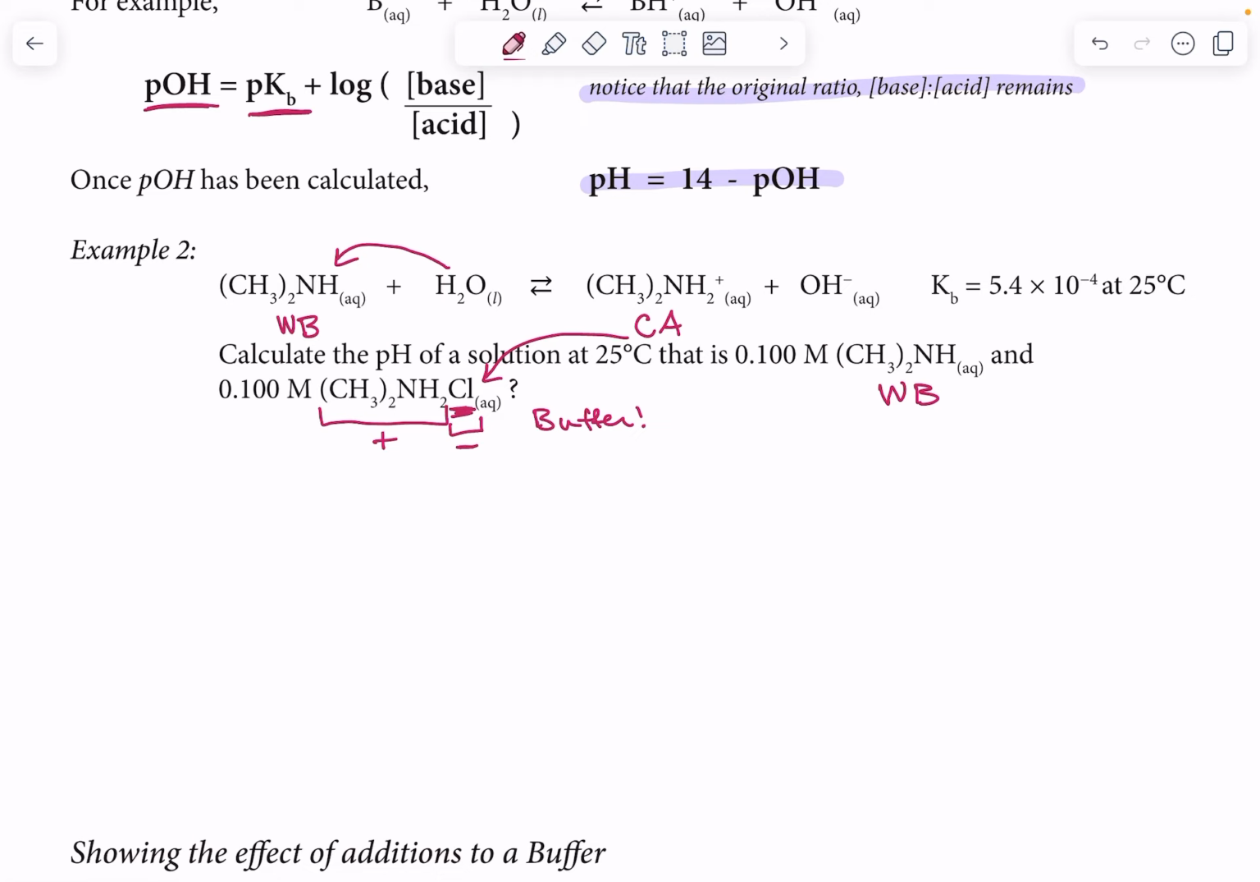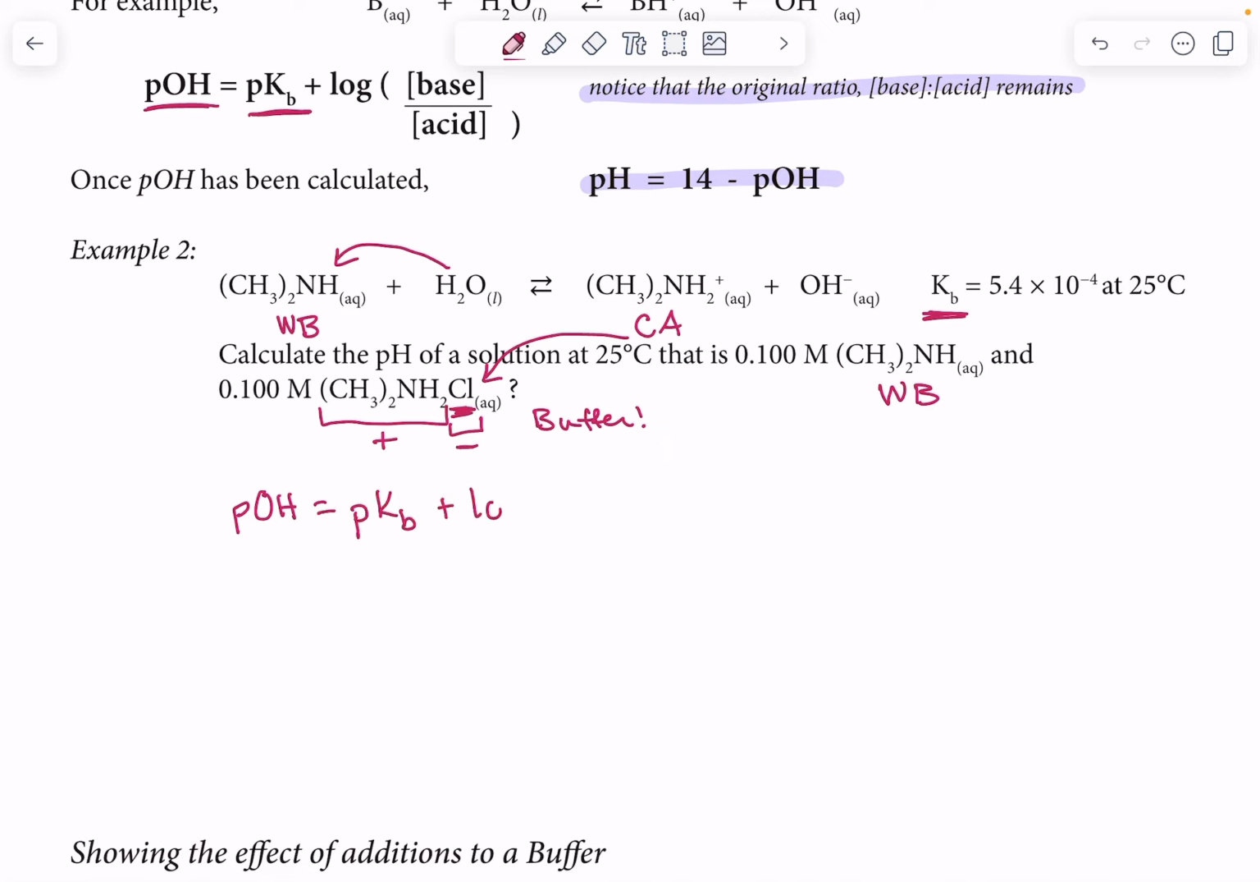So I know I have a buffer. I'm being asked to calculate the pH. I know that I'm going to need the Henderson-Hasselbalch equation. I'm going to modify it because I've got pKb. Now, there are several different ways that you could go about doing this. You could convert Kb into Ka and then use the typical Henderson-Hasselbalch. You could modify the equation using pOH equals pKb. Whichever way you choose, you should get the same answer. I'm just going to go with modifying my equation.